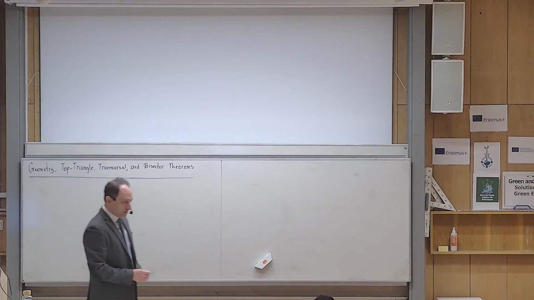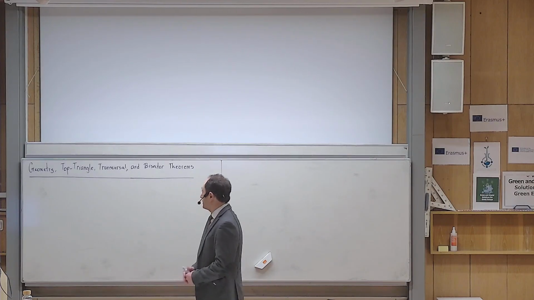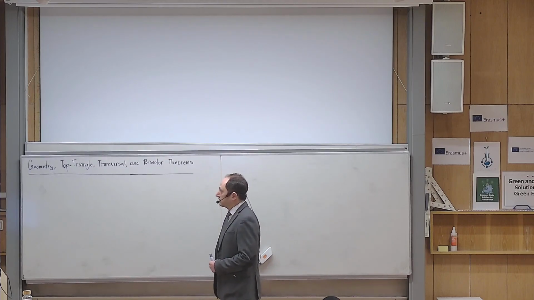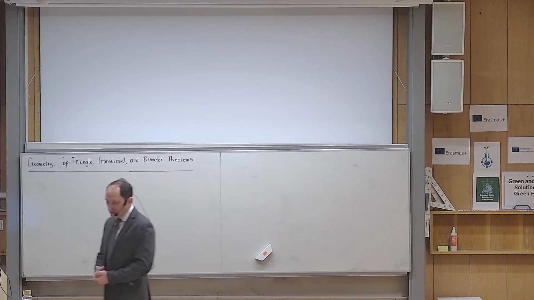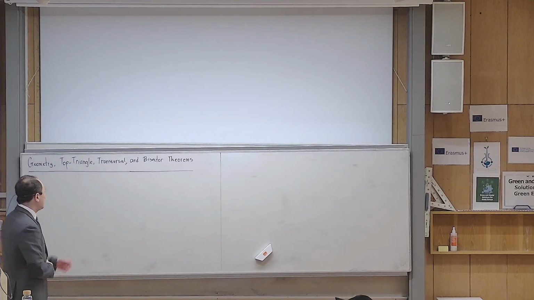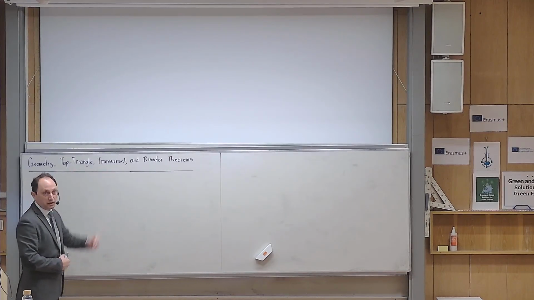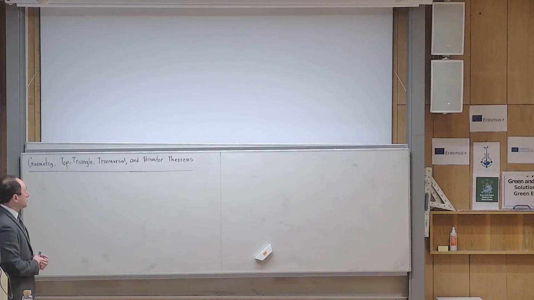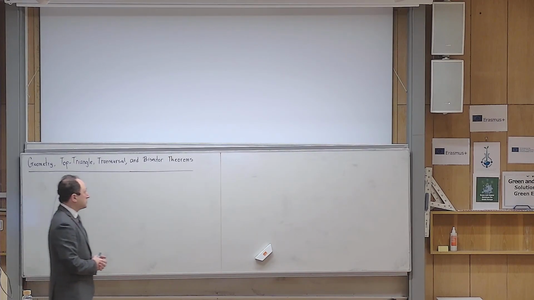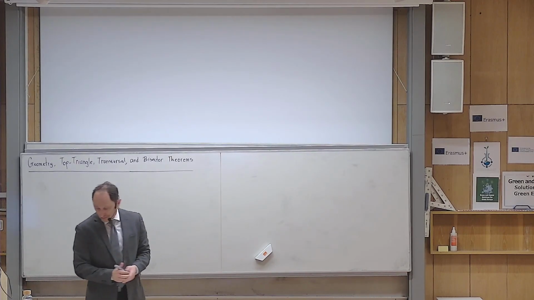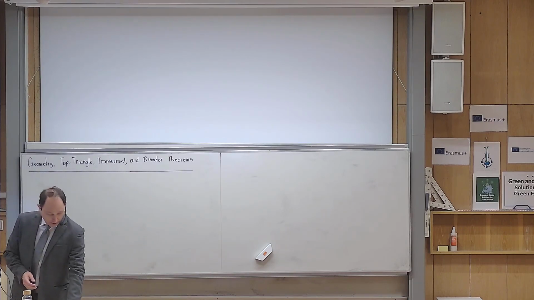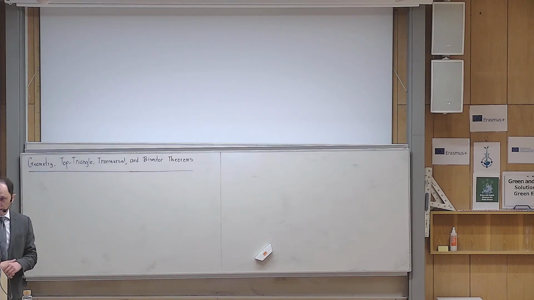Okay, good morning. So today's lesson is actually a very important lesson. In geometry, there are three theorems. Of course, there are essentially two theorems. They are more or less the same thing. Top triangle, transversal, and bisector theorems. Okay, so let us try to understand the content and some examples regarding this.